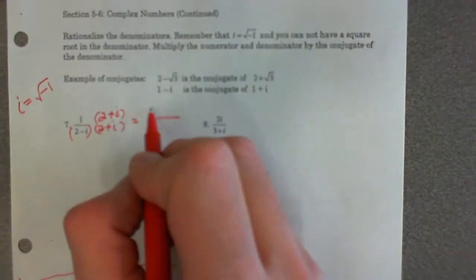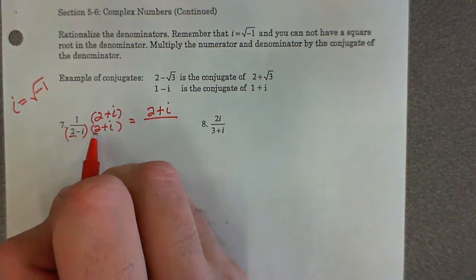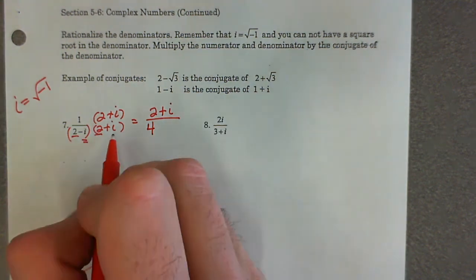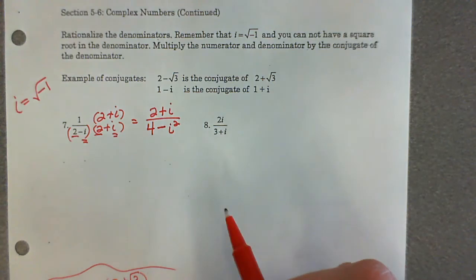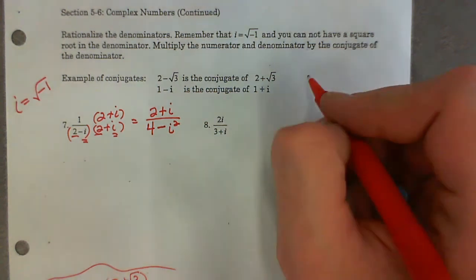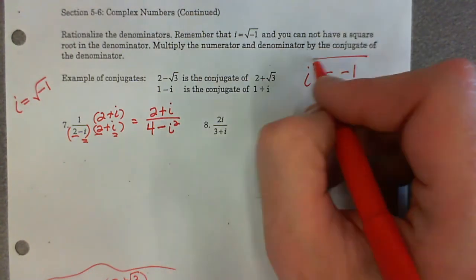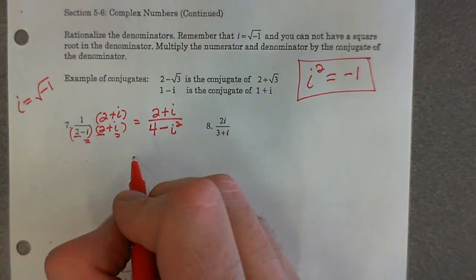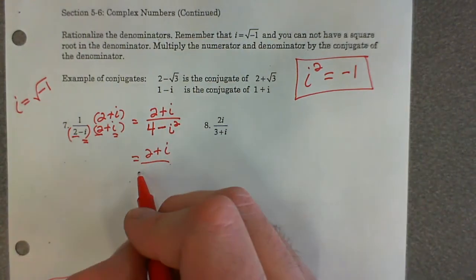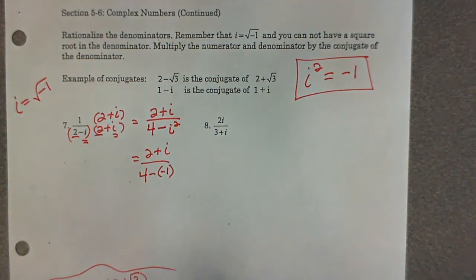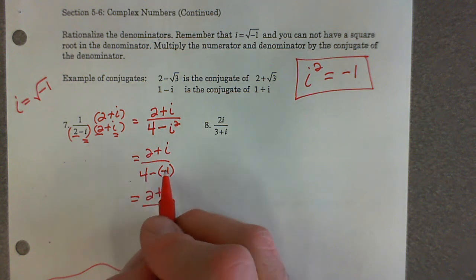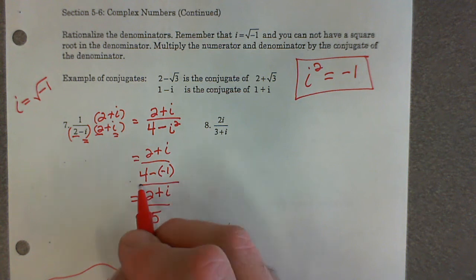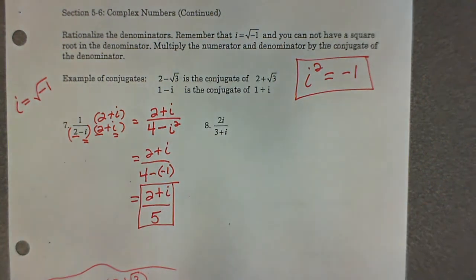So what's the numerator? Well, 1 times 2 plus i is just 2 plus i. Down below, we only need to do the first, which is 4, and the last, negative i times positive i, which is negative i squared. Hey, i squared sounds familiar. What is i squared? Well, i squared equals -1. So this is 2 plus i over 4 minus -1, which is actually plus 1. So this is 2 plus i over 4 plus 1, which is 5. So 2 plus i over 5.